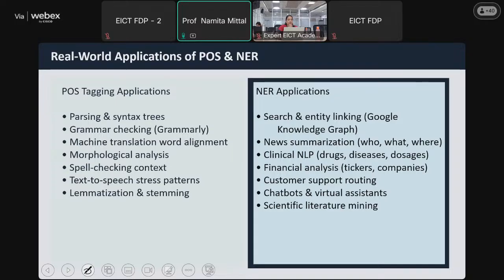So what are the different part of speech tagging applications? Parsing and syntax tree, grammar checking, machine translation, morphological analysis, spell-checking context, text-to-speech stress patterns, lemmatization, and stemming. These are the use cases of part of speech tagging. While NER applications are search and entity linking, news summarization, which means if we ask some questions, based on the questions, we can summarize our news. Clinical NLP, financial analysis, customer support routing, chatbots and virtual assistants, scientific literature mining. On the basis of the topics, we can use the knowledge, using some keywords, and reach the conclusion.